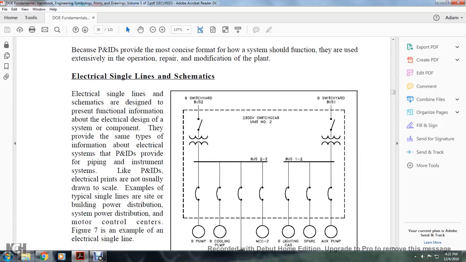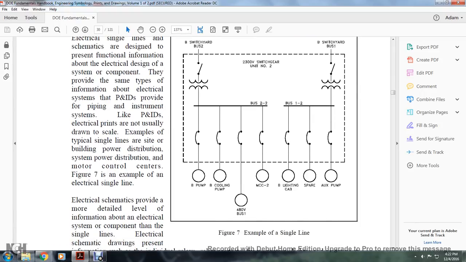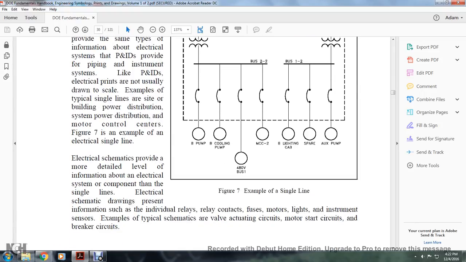Electrical single lines and schematics. Electrical single lines and schematics are designed to present functional information about the electrical design for the system components. They provide the same type of information for electrical systems that a piping and instrument drawing provides for piping systems. Like the piping and instrument drawing, electrical prints are not usually drawn to scale. Examples of typical single lines are the site of the building, power distribution, motor control centers, and so on. Figure 7 shows an example of an electrical single line.